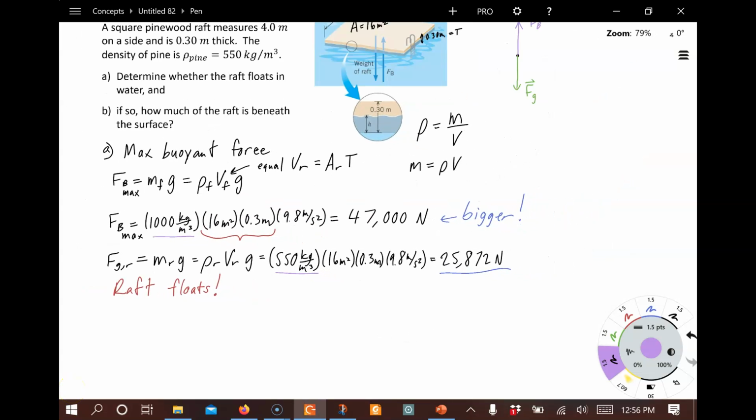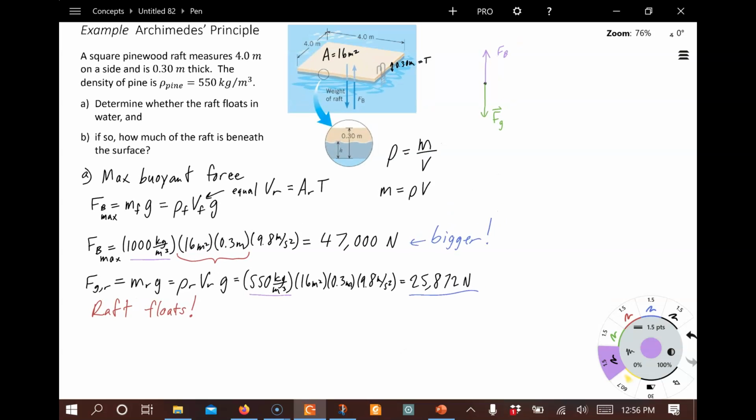Okay, to solve part B here, we are going to be looking at how far into the water the raft needs to sink before that buoyant force is enough for it to float. We are going to try to calculate this value here, h, the distance below the water.